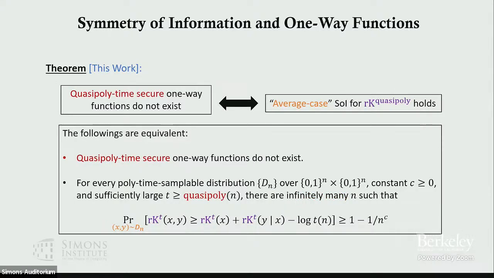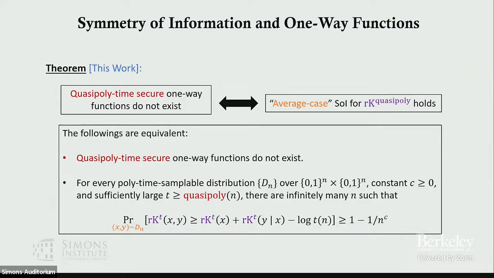So in the previous result, we use PKT to capture the existence of one-way functions. It turns out that we can also use rKT, but in this case, we have to move to the quasi-polynomial time regime. So we show that quasi-polynomial time secure one-way functions do not exist if and only if average case symmetry of information for rKquasipoly holds. Here, everything is the same as before, except that T has to be greater than some quasipoly n.